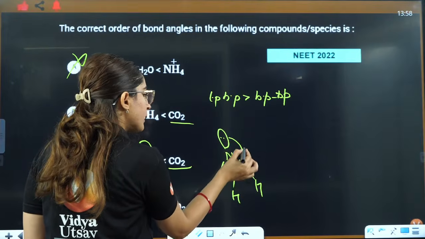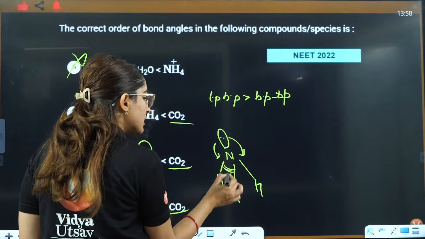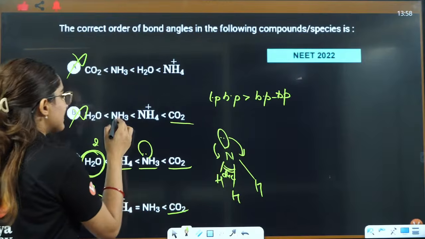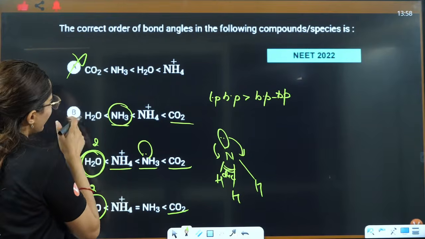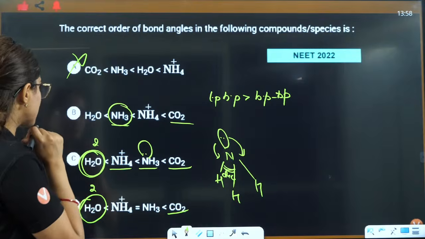Because of the lone pair, bond pair repulsions, the angle will decrease. So this NH3 is going to have less. Why I have crossed it, I don't know. I think by mistake I have crossed it.